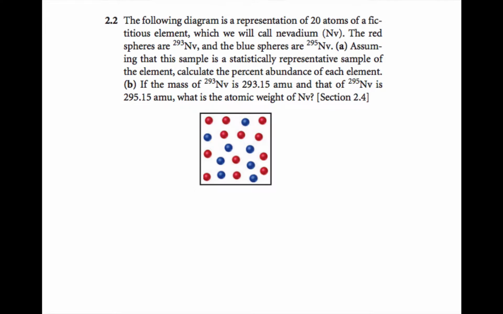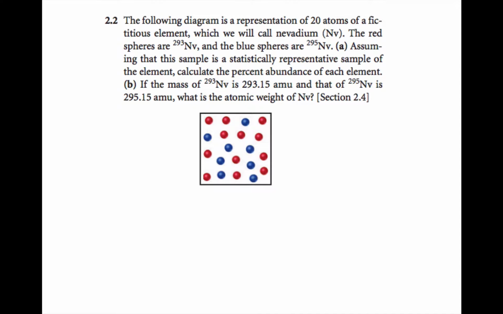The following diagram is a representation of 20 atoms of a fictitious element, which we will call nevidium, NV. The red spheres are nevidium 293, and the blue spheres are nevidium 295. Assuming that this sample is a statistically representative sample of the element, calculate the percent abundance of each element.